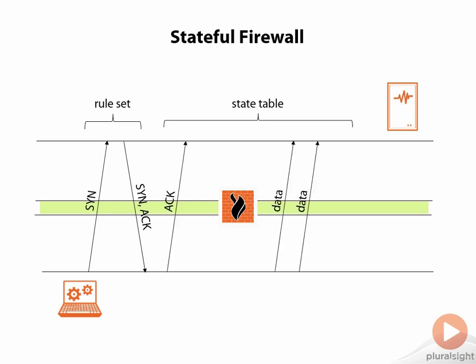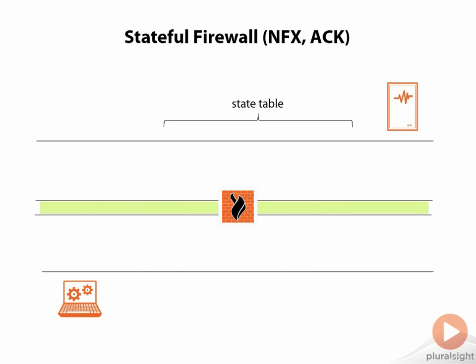The state table is basically a list of approved and established sockets. Subsequent packets that arrive using the same socket are passed through the firewall based on the contents of the state table alone. The advantage of a stateful firewall is that looking up sockets is far faster than looking through the rule set. Let's look at what happens when a stateful firewall is subject to an NFX scan.